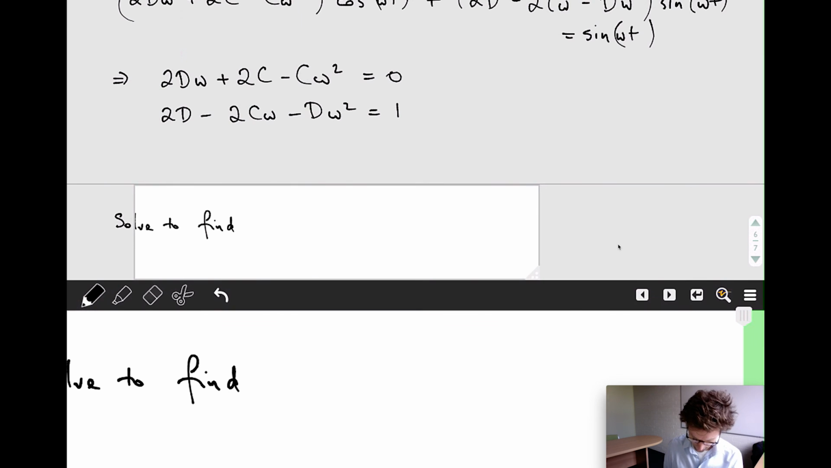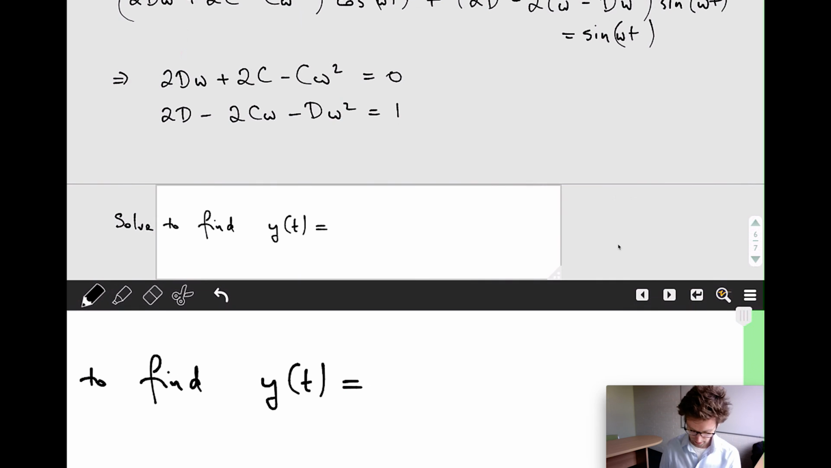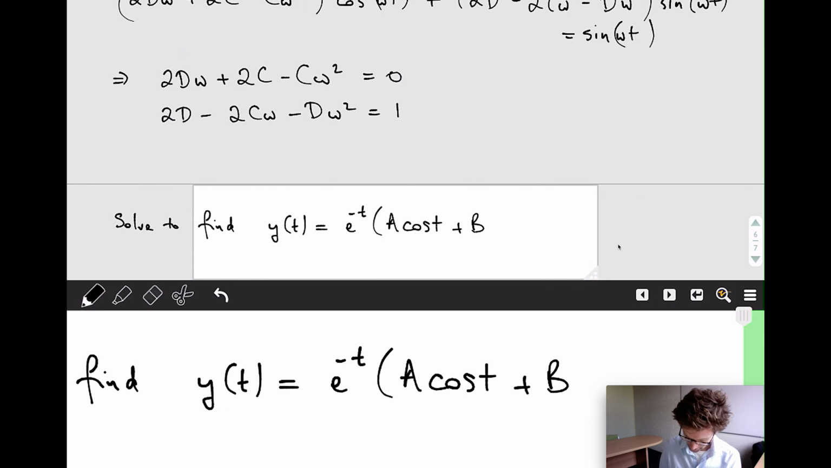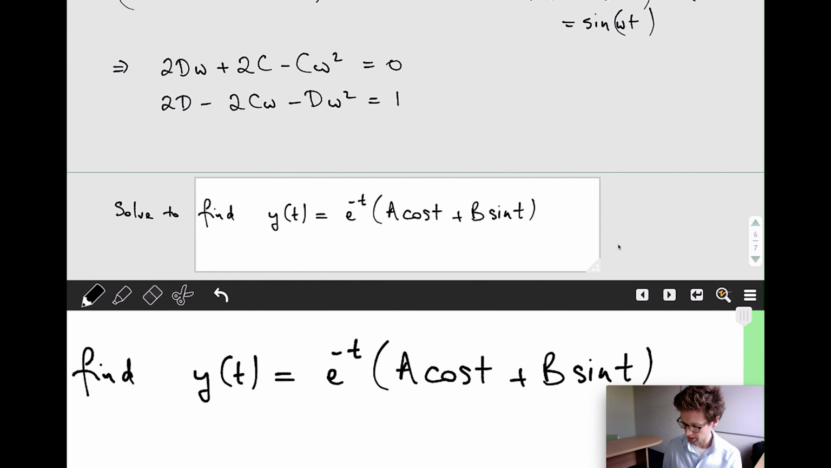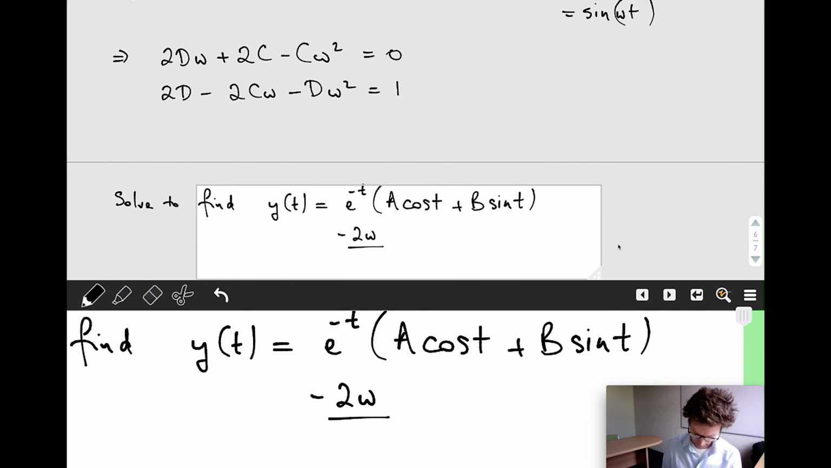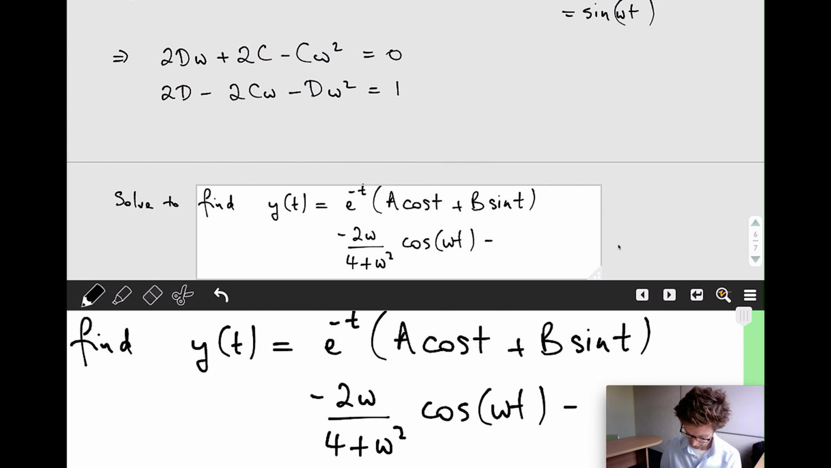But you'll find that the full solution, y of t, is equal to, remember we have to include our particular piece, so that was e to the minus t, a cosine plus b sine. And the particular piece is going to be given by this expression here. So you're going to have to do a little bit of solving of simultaneous equations. Not too hard, just a little bit time consuming. You'll find solutions that look like this.